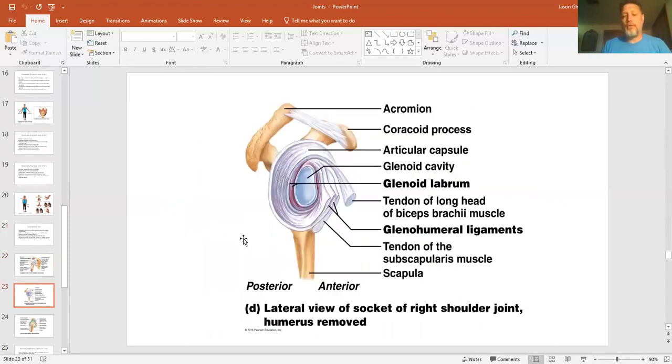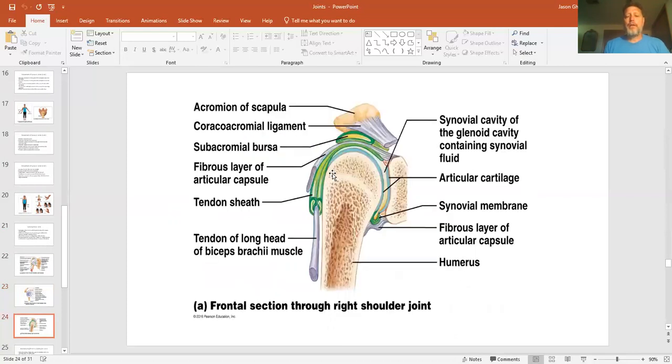So now if we remove the humerus, move the arm out of the way, you can see now where we have that glenoid cavity in there. It's a little pocket for the humerus to attach to. And then there's that glenoid labrum in there that helps stabilize it. Again, see, there's that acromion, the coracoid. So here's that coracoacromial ligament going between those two, even though it's all on one bone.